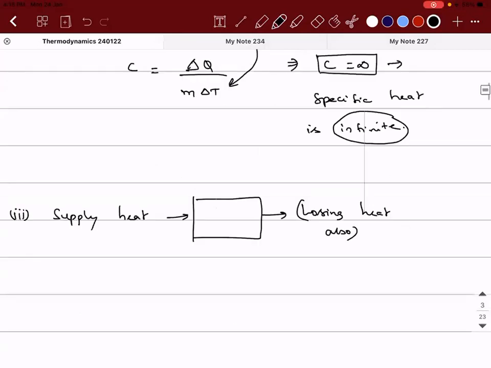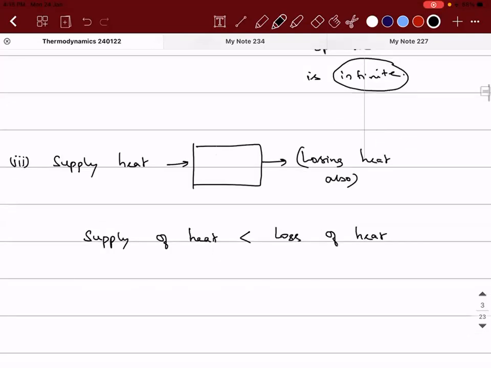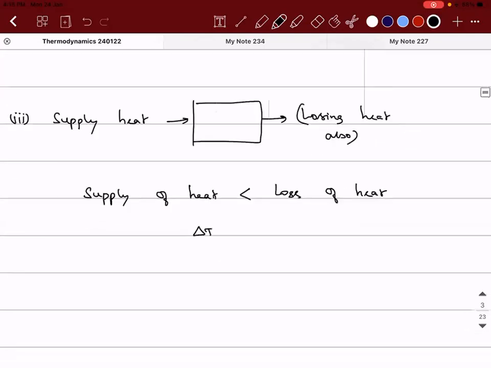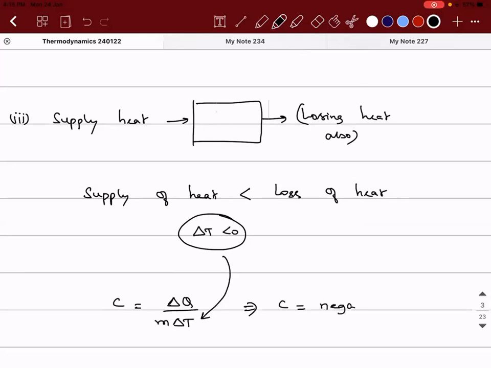If this kind of a scenario occurs in such a way that the supply of heat is less than the loss of heat, then what is going to happen? We can say that the change in temperature is going to be less than 0. It is going to be a negative value. So using the same logic, if I write C is equal to delta Q divided by M delta T, if I substitute the value here, I can conclude that C is going to be negative in this scenario.